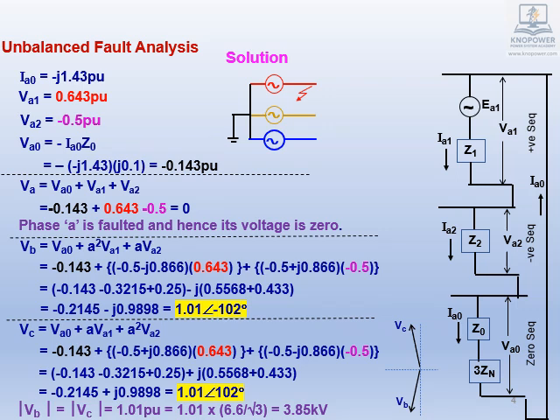Voltage magnitude of unfaulted phases, B and C, is 1.01 per unit, hardly any change from nominal value of 1 per unit. This is as expected for solidly grounded system, in which voltages of unfaulted phases remain almost near nominal value, for line to ground fault.